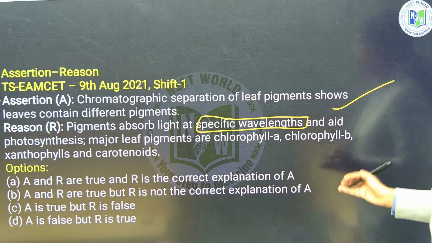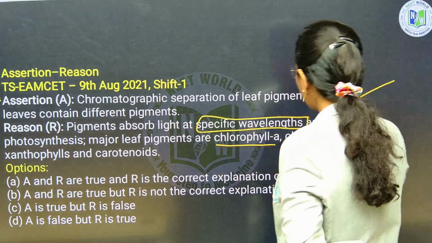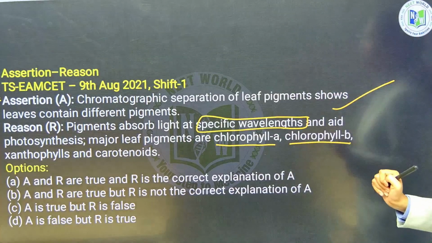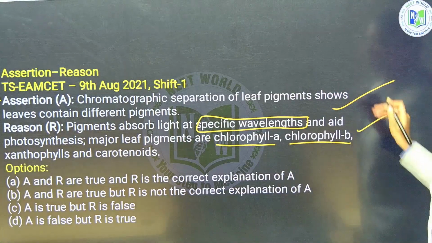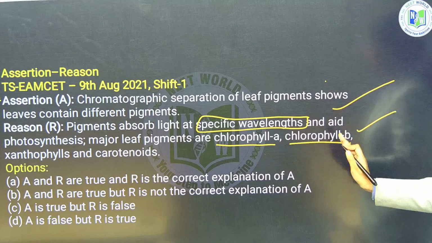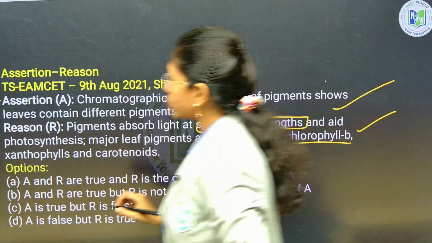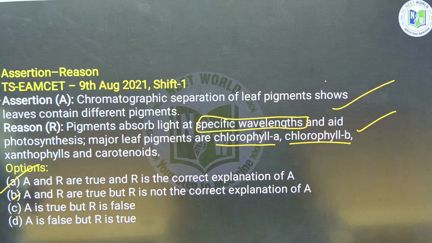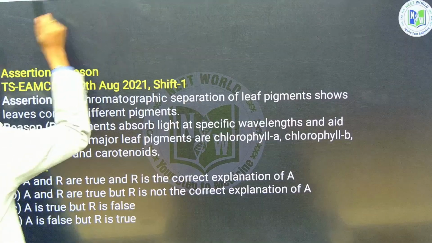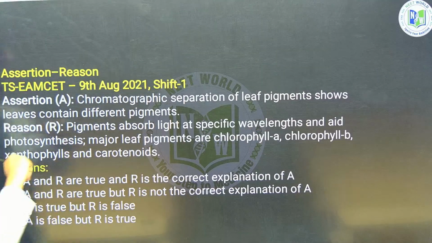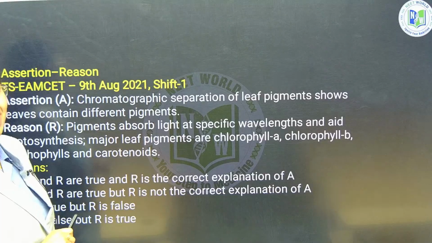Major light pigments are chlorophyll A, chlorophyll B, xanthophylls and carotenoids. So here assertion and reason both are correct, and reason is the correct explanation of A, which is option A. Fine, right? A is the correct answer over here. Clear? The question is being derived from Engelmann experiment, absorption spectra.